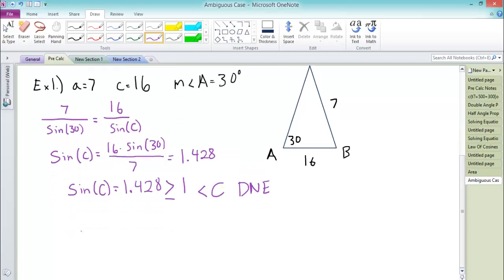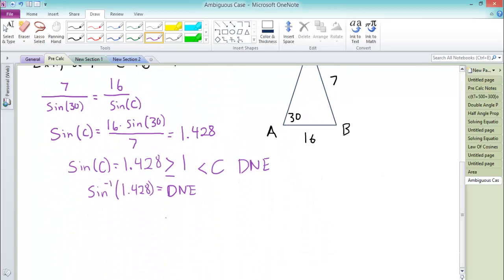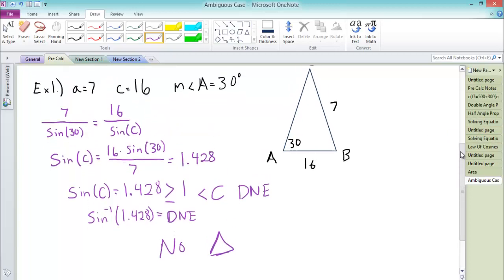The arc sine of 1.428 does not exist. You'll get a domain error in your calculator, and you won't be able to go any further. So this is the first case: no triangle exists. No triangle, no answer. Or I guess that is an answer. It's just not an answer we're used to.